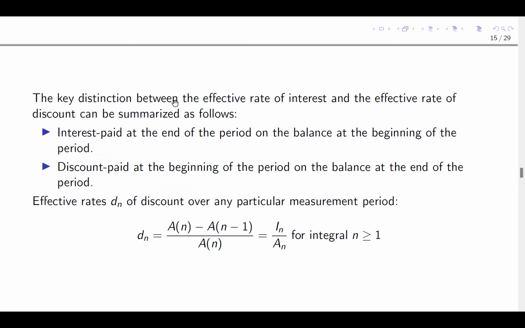So the key distinction between the effective rates of interest and the effective rates of discount is summarized as follows. Interest is paid at the end of the period on the balance at the beginning of the period. So for the effective interest rate, the amount of interest is paid at the end of the period to the investor on the balance at the beginning of the period. But for discount, it is paid at the beginning of the period on the balance at the end of the period. Okay, so that's the distinction between the two.